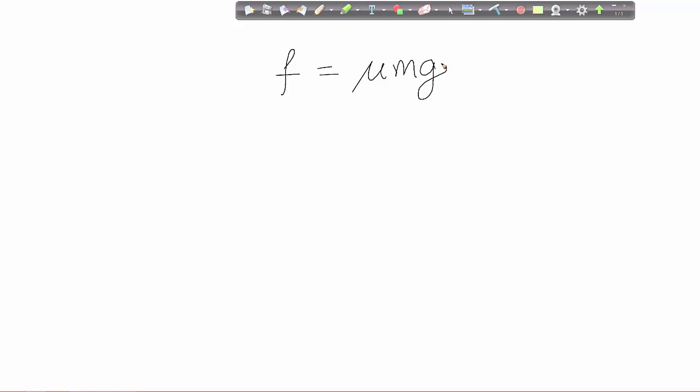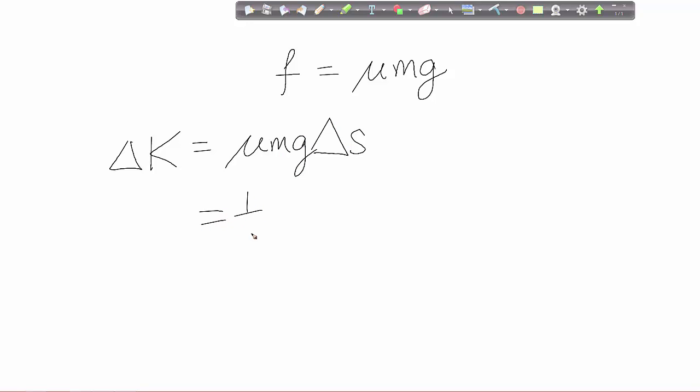We invoke the work energy theorem, which states that the change of the kinetic energy of the block is equivalent to the net force acting on the block summed up over the distance that it is acting. This is also equivalent to half m times the initial velocity squared of the block minus its final velocity squared, which is 0.